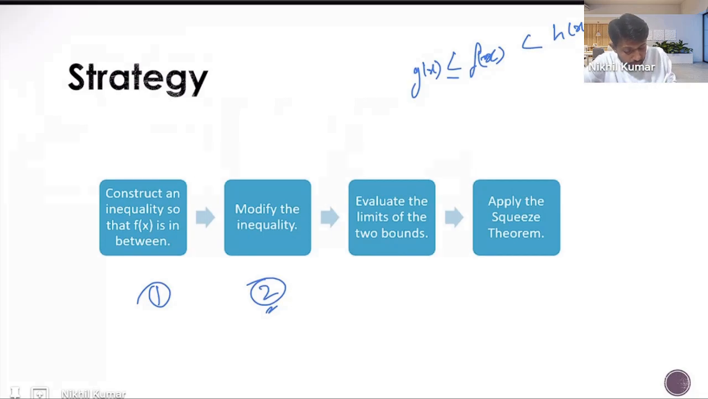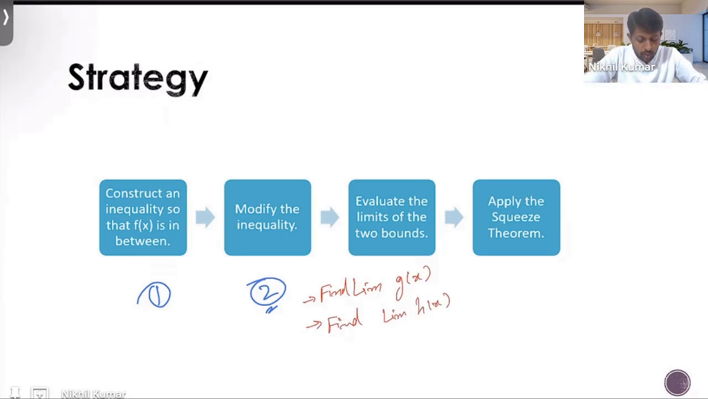So you find the limit of g of x, you find this, and you also find the limit of h of x. This is your third step. Okay, so this is the third step, that you find the limit of g of x and the limit of h of x, the two bounding functions.